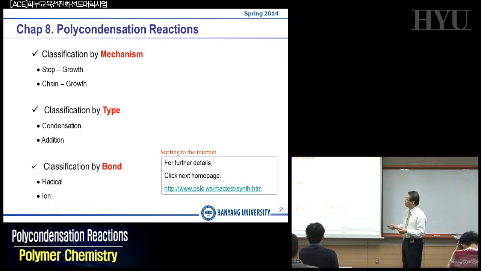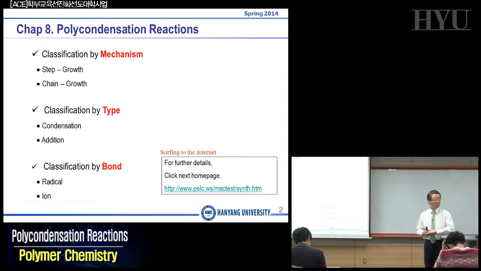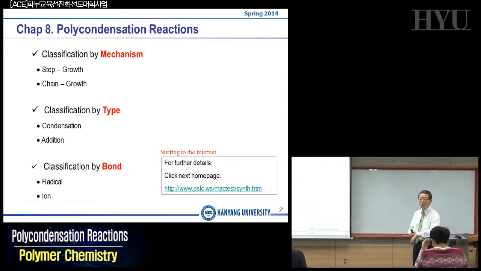So I will go through these polymerization reactions in more detail, starting from condensation reactions. In chapter 8, we will talk about condensation reactions. In chapter 9, we will talk about chain-growth polymerization reactions, starting from radical reactions and ionic reactions later. Okay?